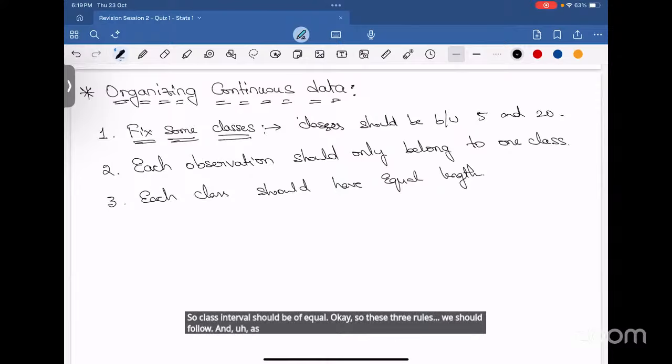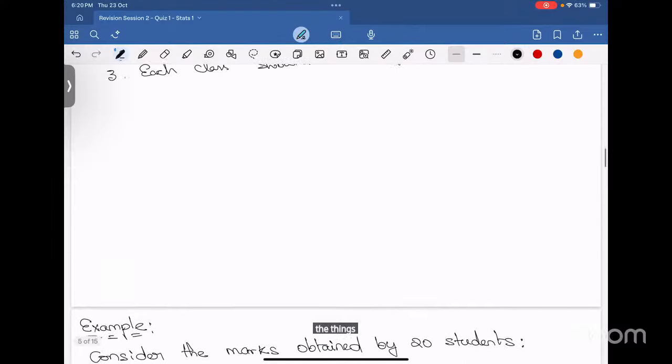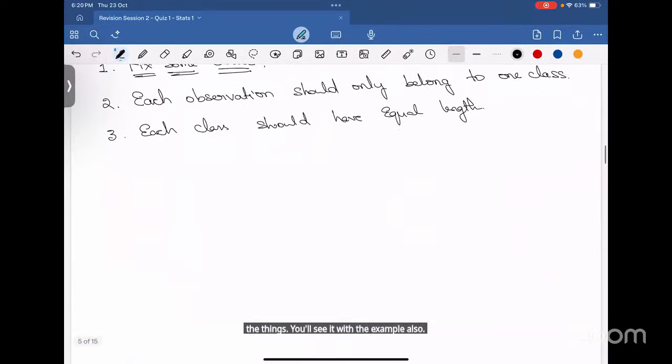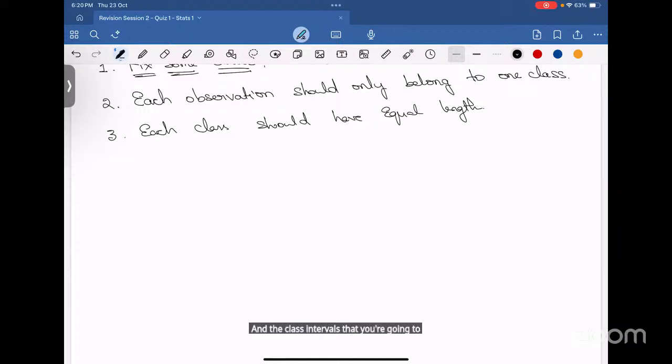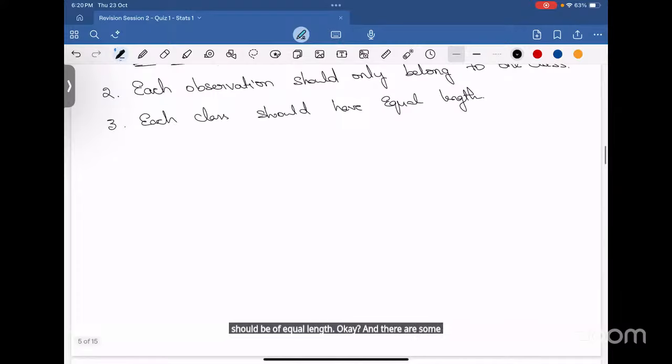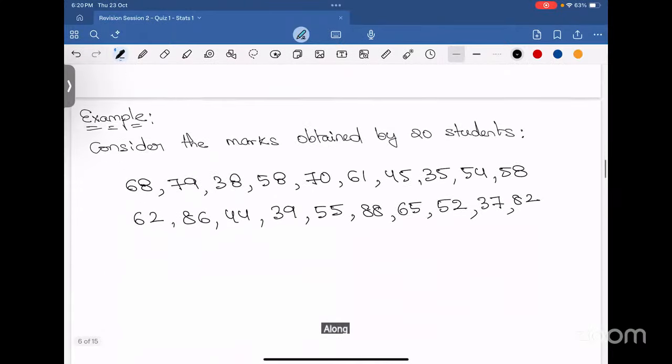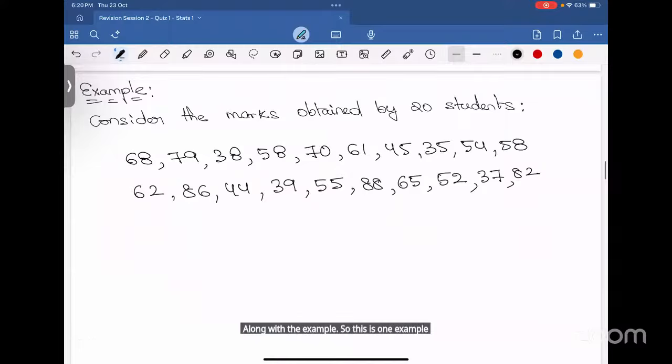We'll see it with an example also. When you group things, you should group them in such a way that each observation belongs to only one class. The number of classes that you choose should lie between 5 and 20. And the class intervals that you choose should be of equal length. There are some terminologies also that I will talk about along with the example. So we'll see one example which is continuous data. Marks are continuous, right? They will start from 0 till 100.